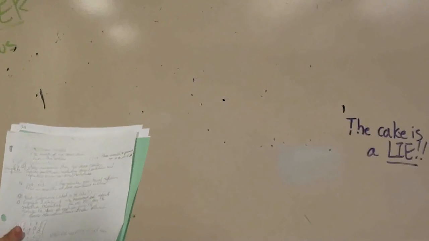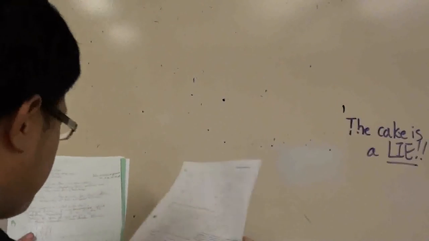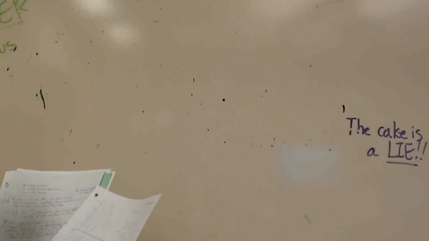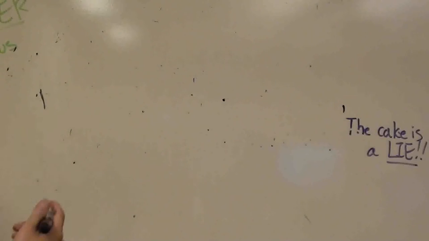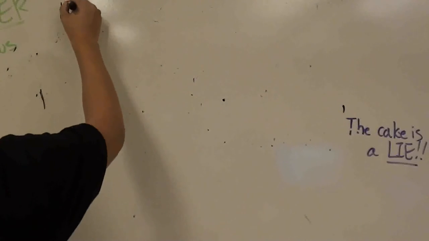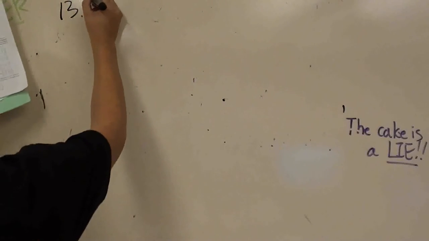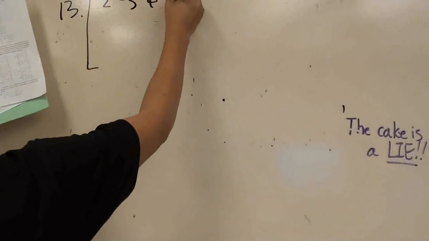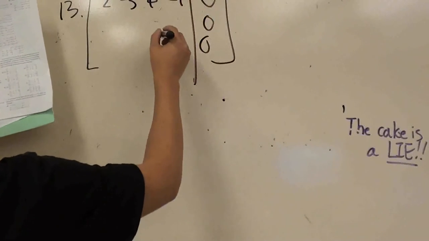But nonetheless, let's go to a little bit more exciting stuff, like the actual process of elimination. But before we go there, we should briefly do 13 and 14, because that's where we get to use these homogeneous rules. So, let's look at 13. There's a word explanation, but maybe going through it makes more sense. So I'm going to have 2, negative 3, 4, negative 1, 0, 0, 0.